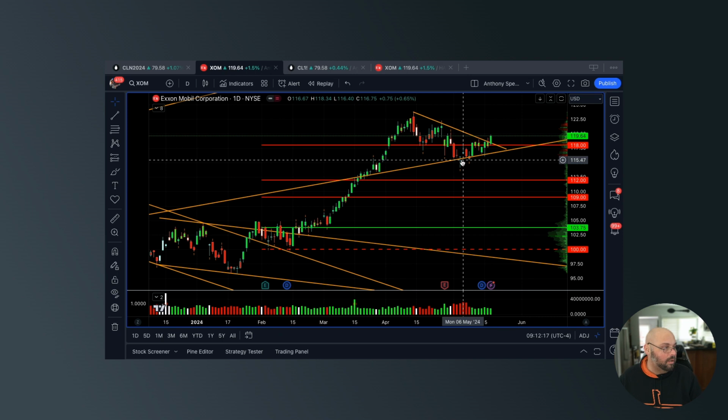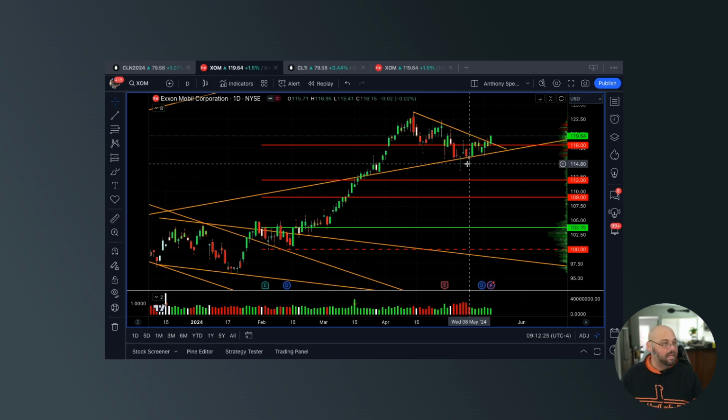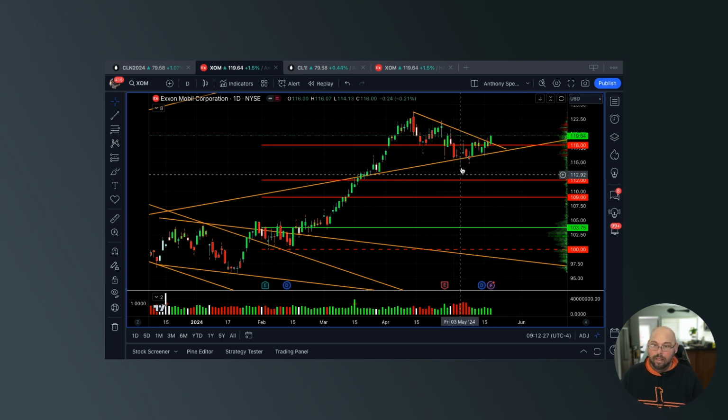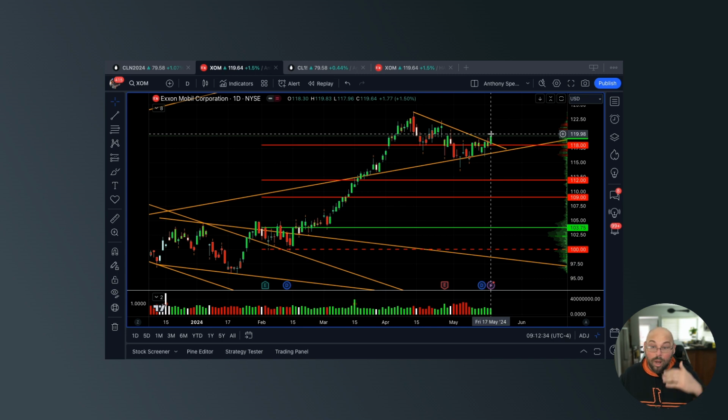Testing support with selling volume present with a candle that looks like this, that was unable to close below support, tells me the sellers are getting absorbed here and the buyers are regaining control. And you can see, as the buyers have stepped in, we've continued to push higher. Do I know how high this trade's going to go? No, nobody does. Okay, that's a fact that you just simply have to understand.